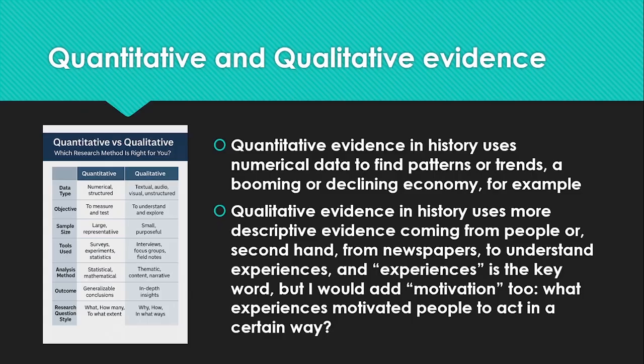Qualitative evidence in history uses more descriptive evidence, coming from people or second-hand from newspapers, to understand experiences. And experiences is a key word, but I would add motivation too. What experiences motivated people to act in a certain way? And we use this both with respect to the leading figures in history, the likes of Lenin, Mussolini, Stalin, Hitler and Mao, but also the masses.